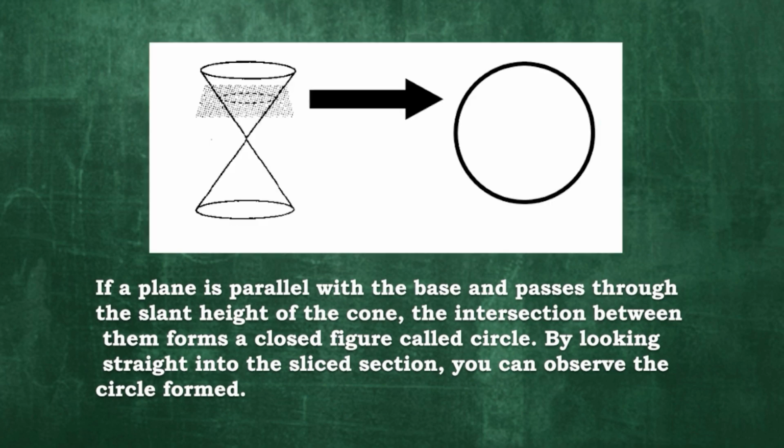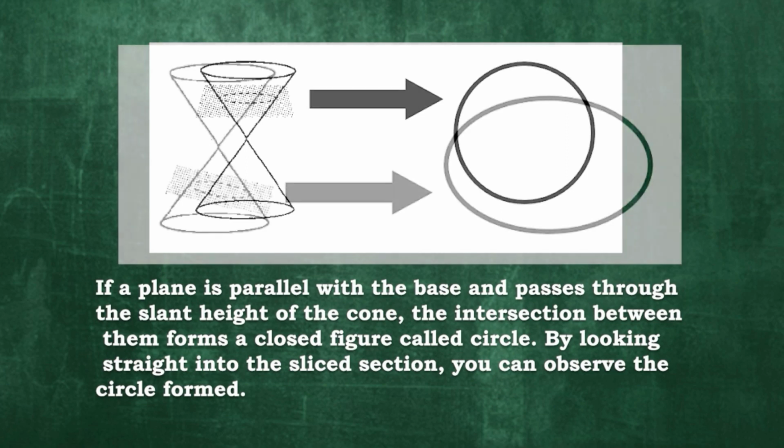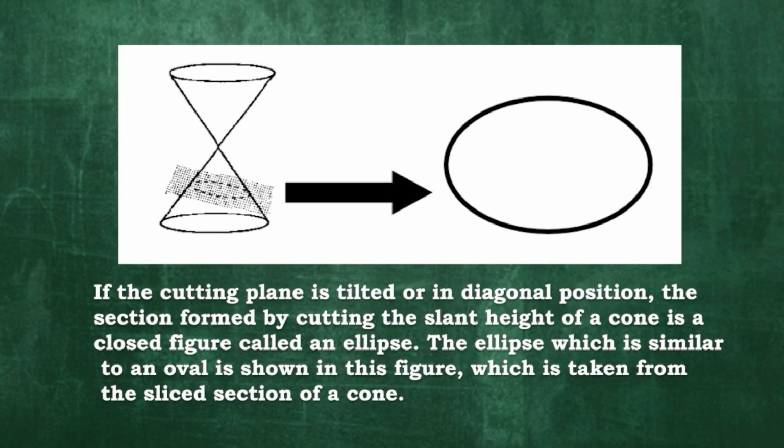If a plane is parallel with the base and passes through the slant height of the cone, the intersection between them forms a closed figure called circle. By looking straight into the sliced section, you can observe the circle formed. If the cutting plane is tilted or in diagonal position, the section formed by cutting the slant height of a cone is a closed figure called an ellipse. The ellipse, which is similar to an oval, is shown in this figure, which is taken from the sliced section of a cone.